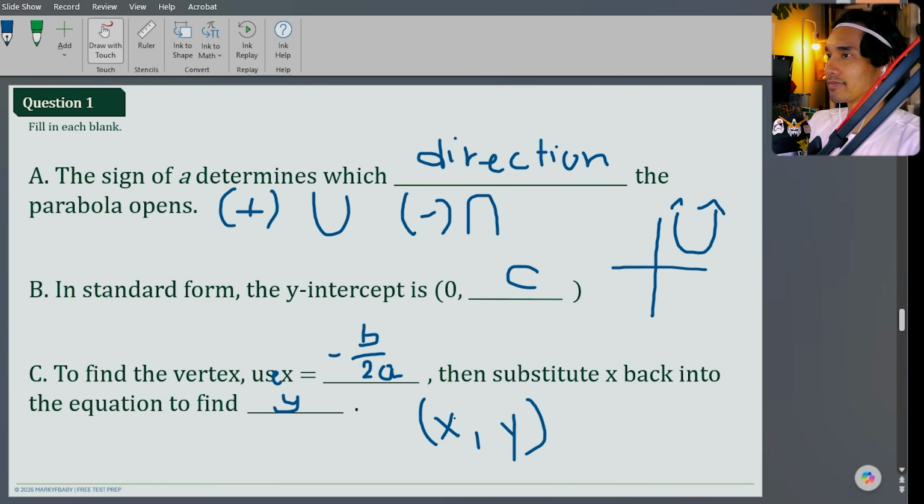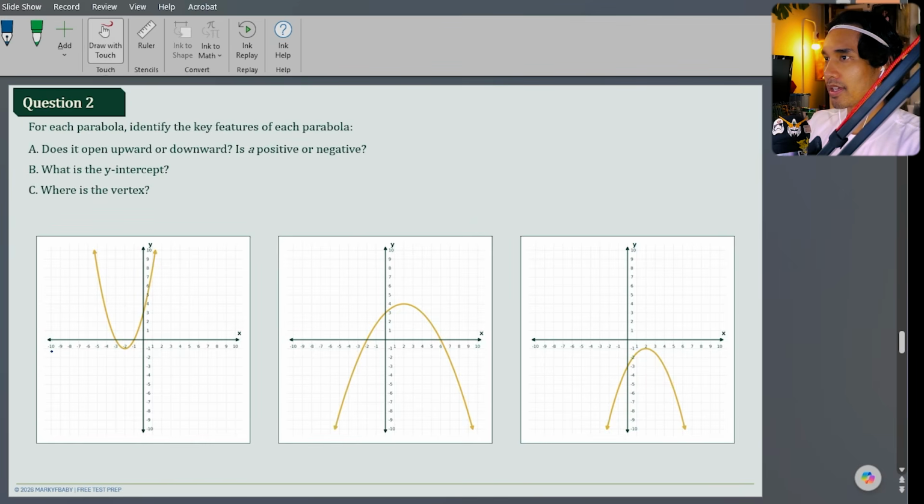All right, perfect. Question number 1 complete. Question number 2. For each parabola, identify the key features. Okay, that should be just written, identify the key features. Okay. Does it open upward or downward? Is A positive or negative? What is the y-intercept? And where's the vertex?